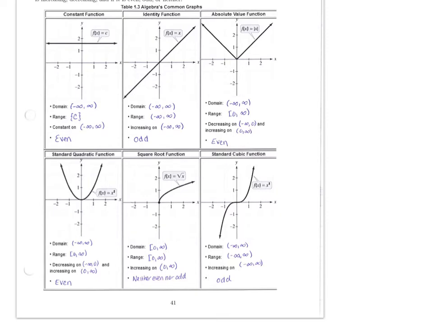And then the last one is called the standard cubic function, f of x equals x cubed.